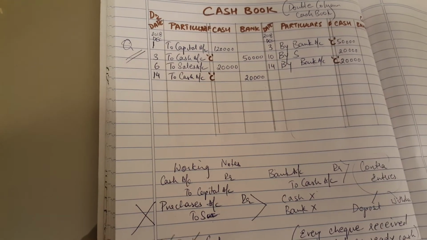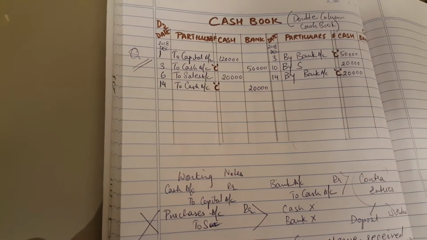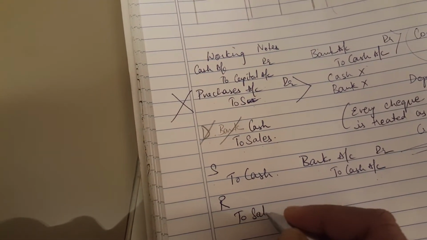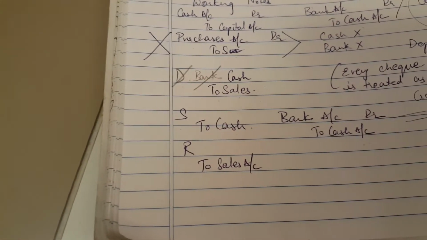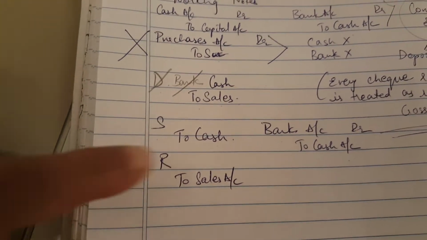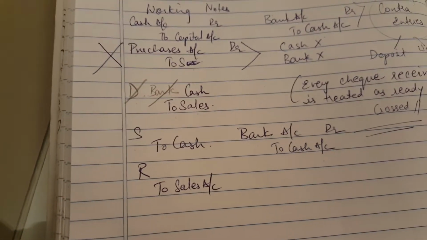Next it says on the 18th, sold goods to R. Now when it is sold goods to R, we know the entry is R to sales account. Here again, because it is R to sales, you don't have cash or bank involved. So this particular entry will not go into your cash book.